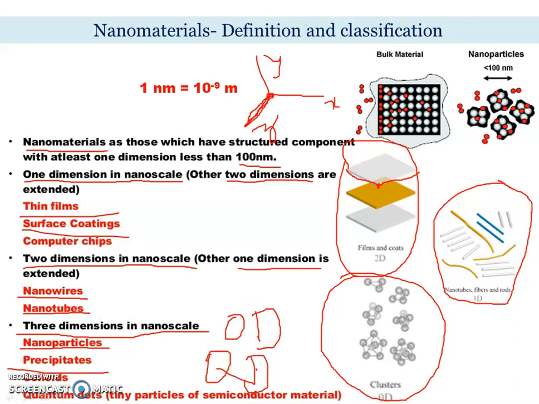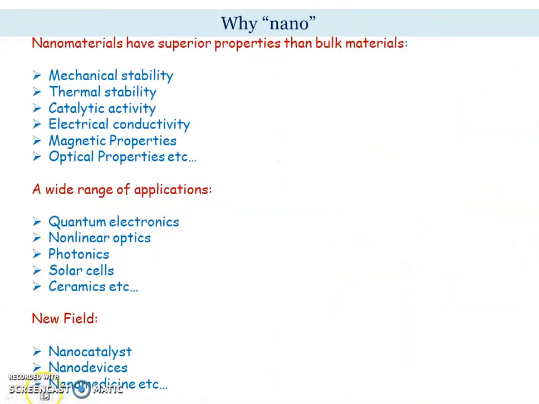We are going to see quantum dots in detail in the upcoming slides, so no need to worry about quantum dots now. These are the zero-dimension materials. So now I think you have understood what nanomaterial is and what the classifications of nanomaterials are. Then why do we go for nano? Why are we not going to use bulk material, micron size material? Why do we go for nanomaterial?